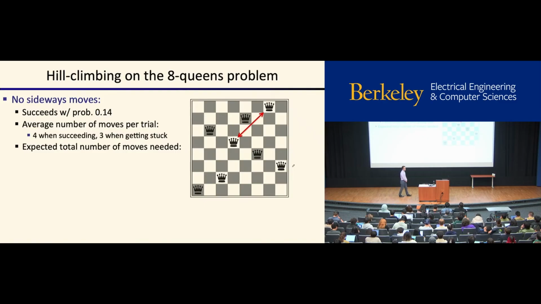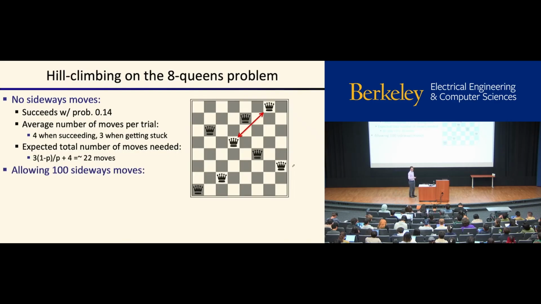The average number of moves per trial turns out to be about 3 before you realize you're stuck, and 4 if you've succeeded, which is not that many moves. So we could calculate the expected total number of moves needed. This ends up being a geometric distribution. The expected number of iterations before we find a success is 1 over p, and then the expected number of failures before the success is 1 over p minus 1, which is the same as (1 minus p) over p. Each one of those failures costs us 3, and each one of those successes, which is only 1 success, costs us 4. That ends up being about 22 moves on average.